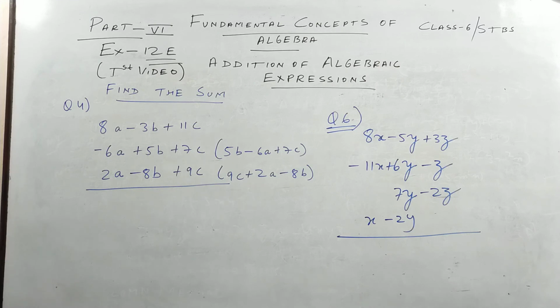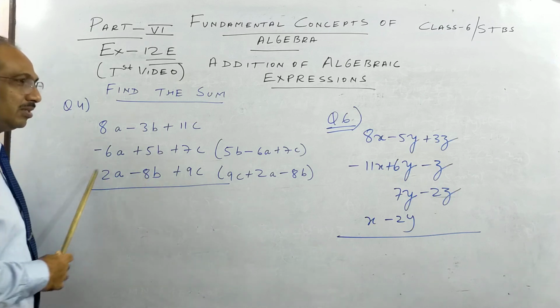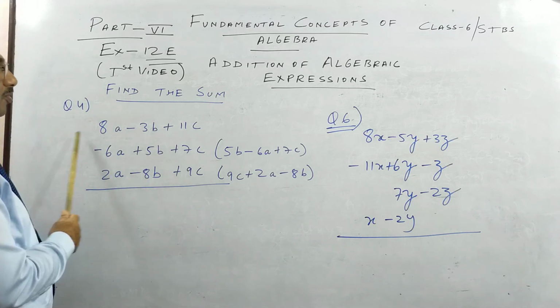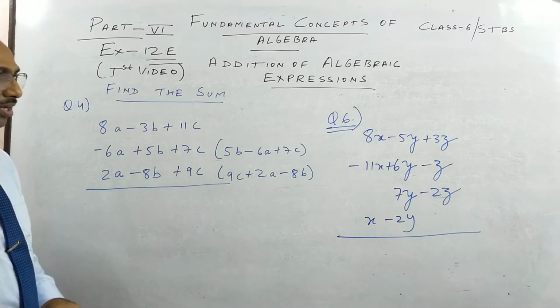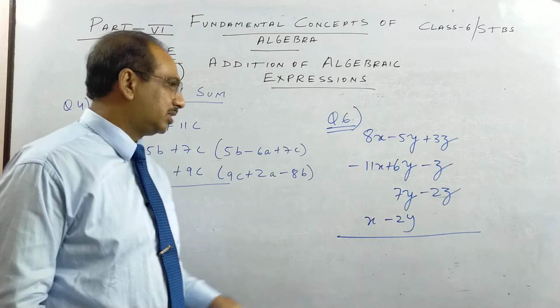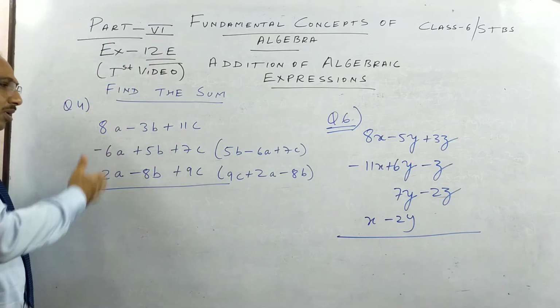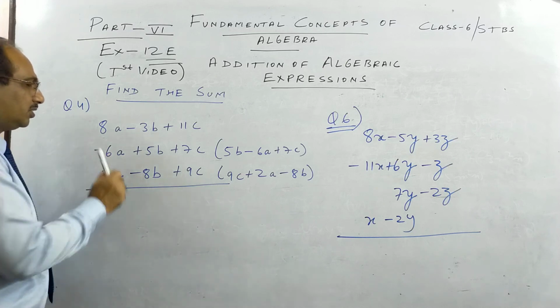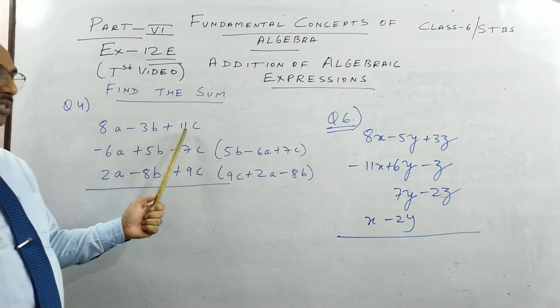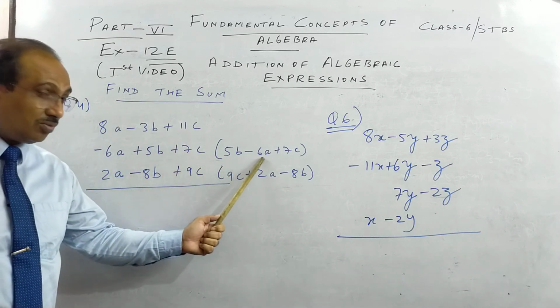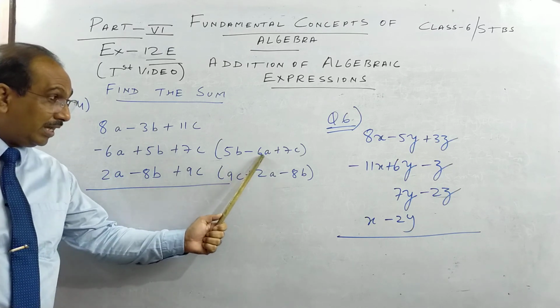So now we move on to the last two questions of this session. We have to find the sum, children. This is question 4 of exercise 12e, and here this is question 6. This is what is called the column method, children. The first question was 8a minus 3b plus 11c. The second question was given in a different order: b, a, c.